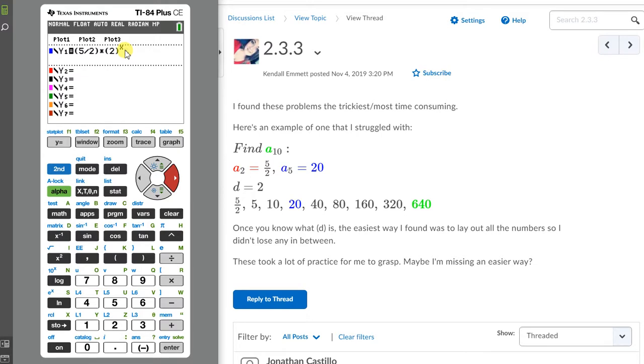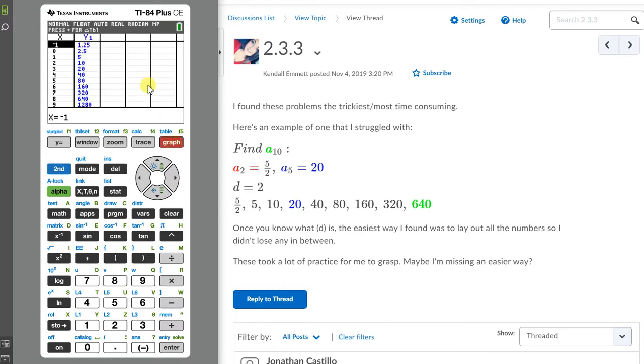Now a fast way to get your values is just make a table. Second function, and right above graph is table. And there we go. When x is 0, that means we're at the second term, which is 5/2, or 2.5. When x is 3, we're at the fifth term. Remember, x represents how many terms past the second term we're at. When we're 3 terms past the second term, we're at the fifth term. The fifth term is indeed 20, as they told us. So we can check that we have the correct formula typed in, because it matches this data.